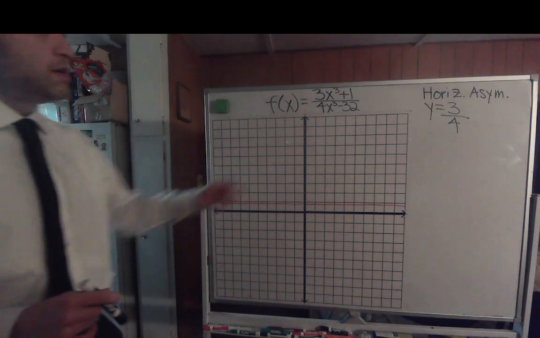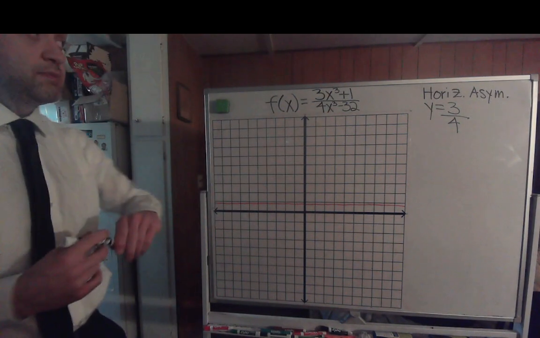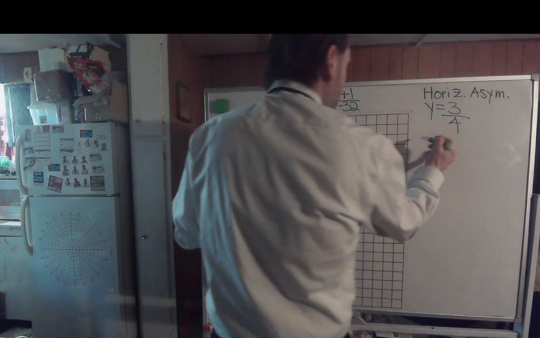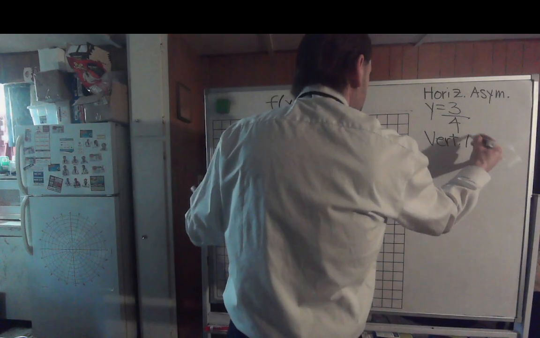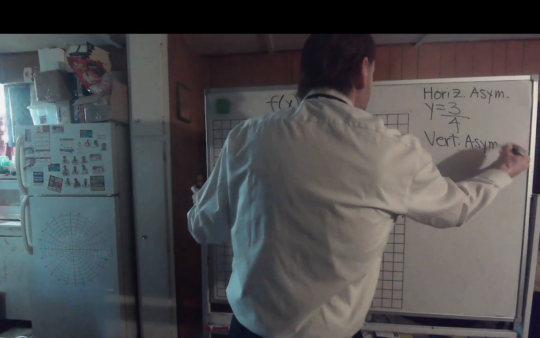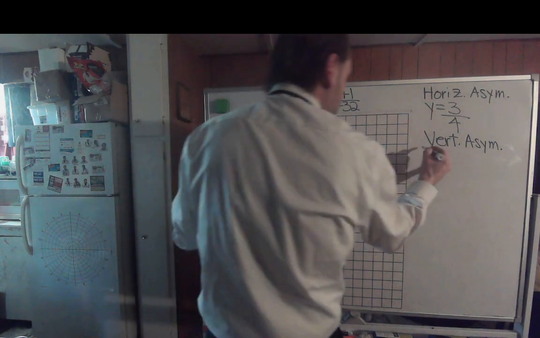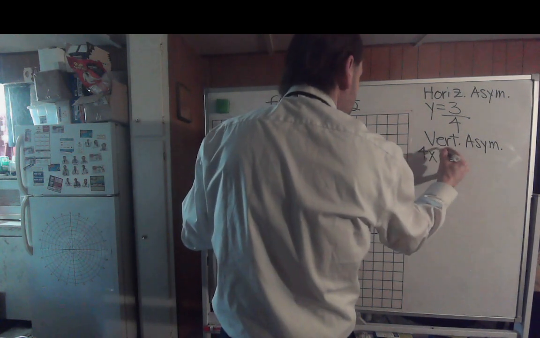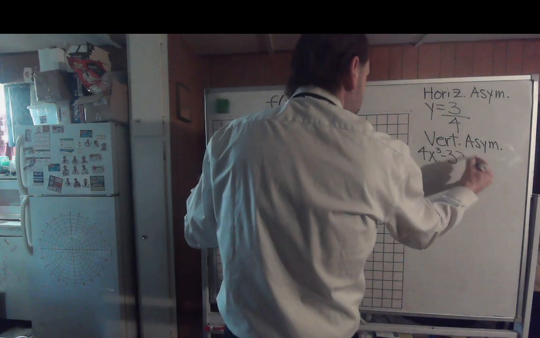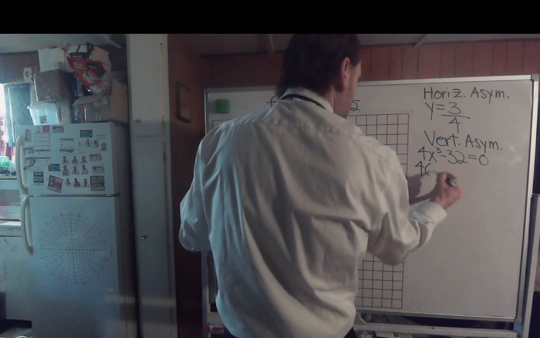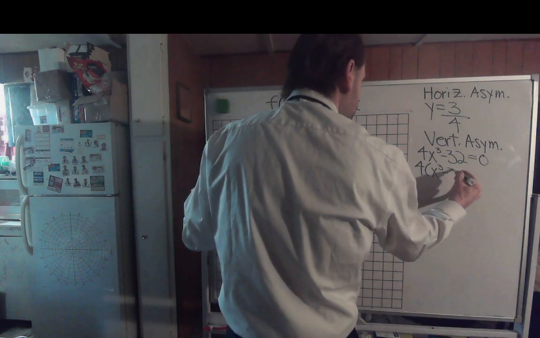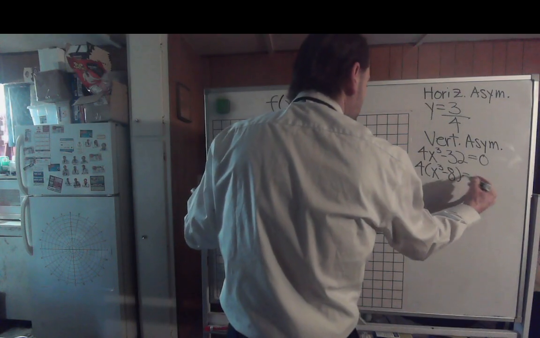Now, we need to get a vertical asymptote. Well, to get your vertical asymptote, you have to take your denominator and set it equal to 0. So take that 4x to the third minus 32, set that equal to 0. This would factor into 4 times x to the third minus 8 equals 0.